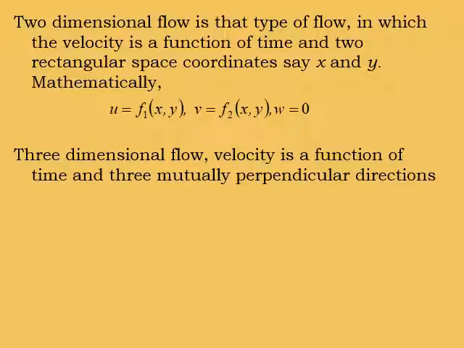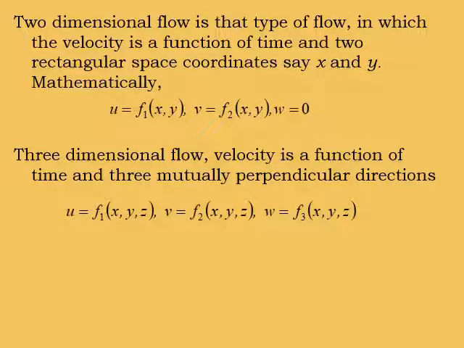In three-dimensional flow, the velocity is a function of time and three mutually perpendicular directions. The expression becomes: u is a function of x, y and z, v is a function of x, y and z, and in the third coordinate, w is also a function of x, y and z.